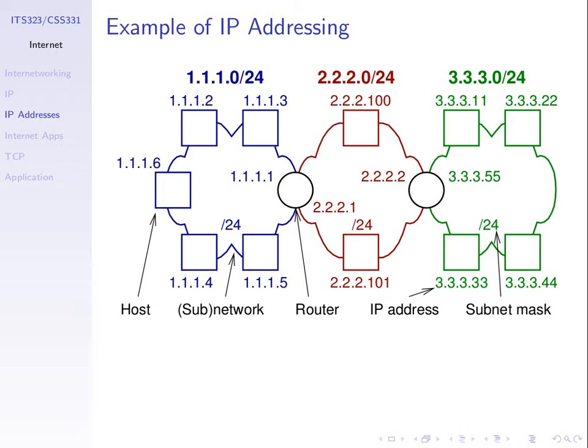We have some hosts, the squares, with some IP addresses. Everything is /24, so it means the first three decimal digits are the network portion, the last decimal digit is the host portion, and two routers. The two routers connecting those three subnets.